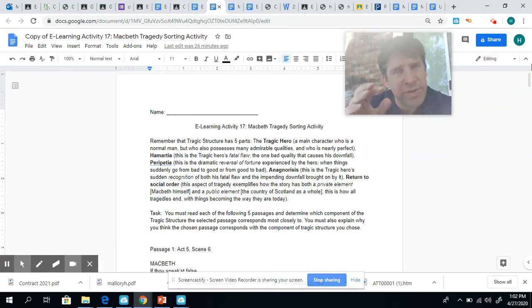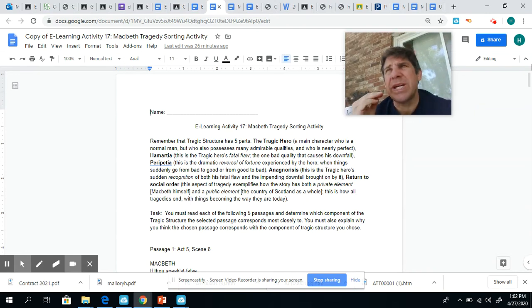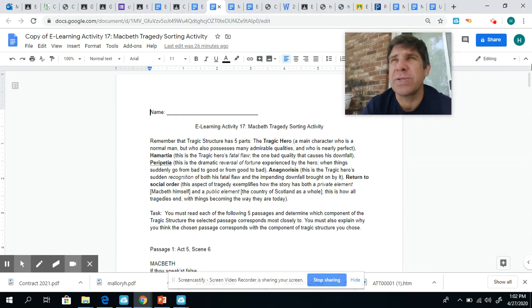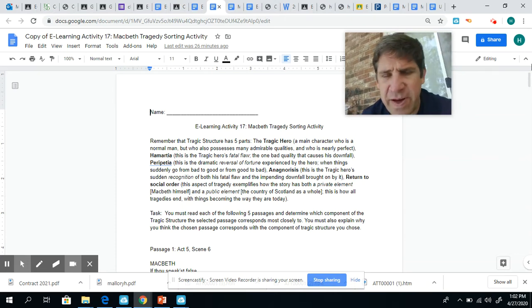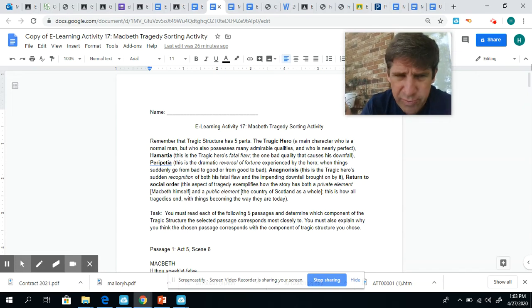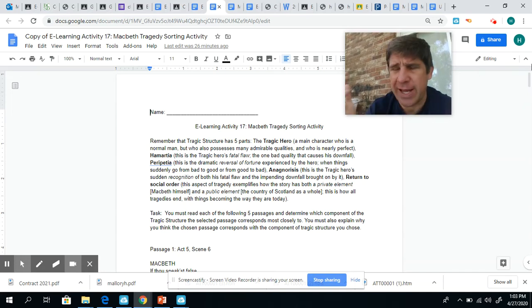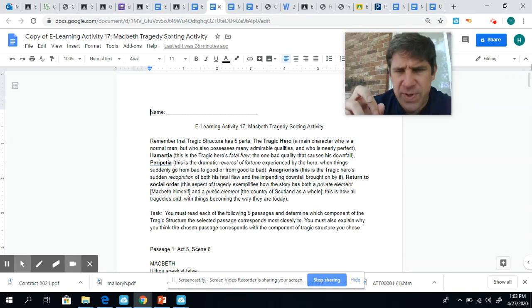So basically for this activity, you've got five passages. Each passage corresponds to one of the five components of tragedy. Number one is the tragic hero. That's a guy who's nearly perfect, but he has some kind of flaw. So the hero himself.